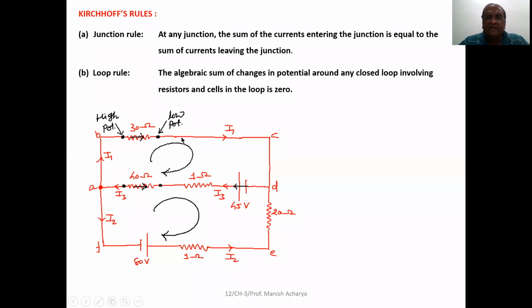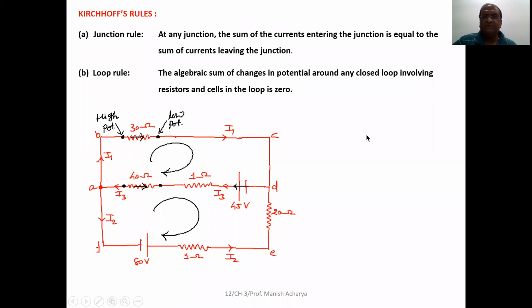Now, how many loops are there in this particular network? Loop means a closed circuit in which the components are connected. So here a total of 3 loops are there. See, A, B, C, D, A is one loop. The second one is A, D, E, F, A. And the third one is this outer one, A, B, C, D, E, F, A. So a total of 3 loops are there in this network. So now the concept of junction and loop is clear to all of you.